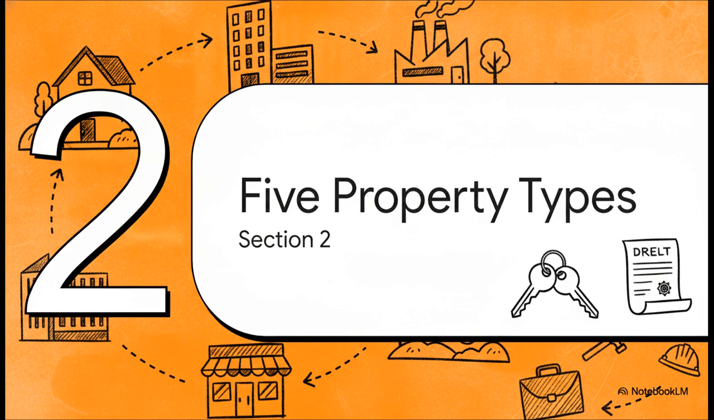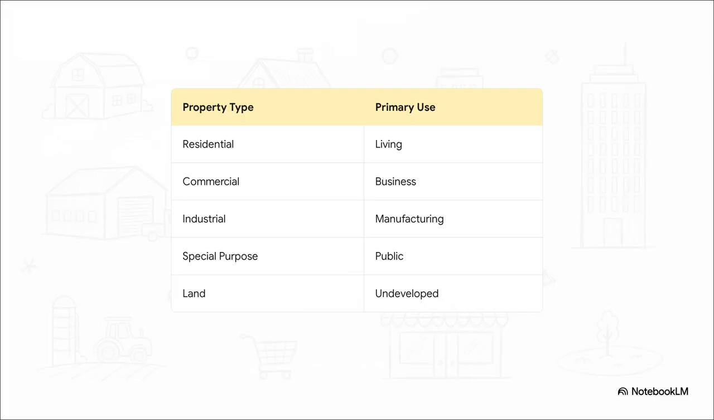Moving right along to part 2, the 5 property types. Now, what's really interesting about this is how neatly our physical world categorizes into 5 distinct buckets. We've got residential for living, commercial for business, industrial for manufacturing, special purpose for specific public needs, and finally, undeveloped land. Let's actually unpack each of these.